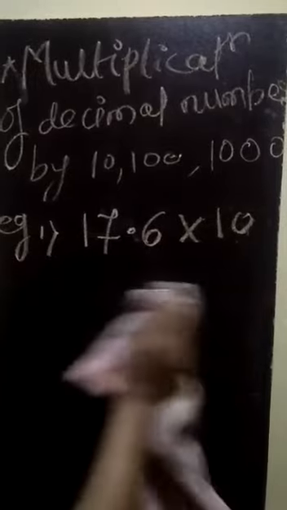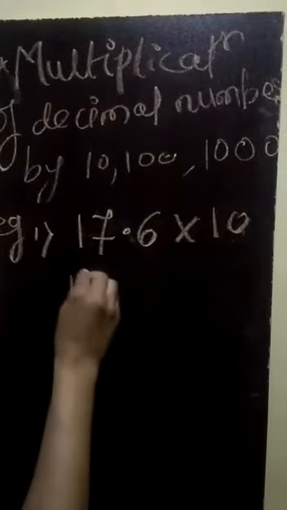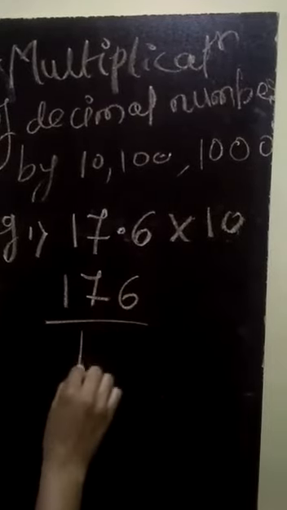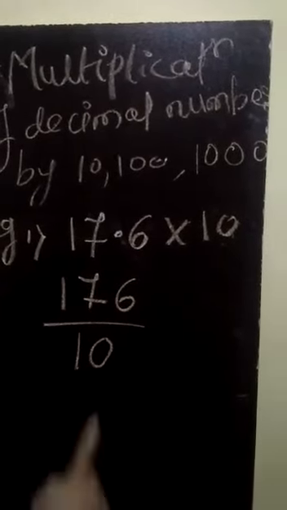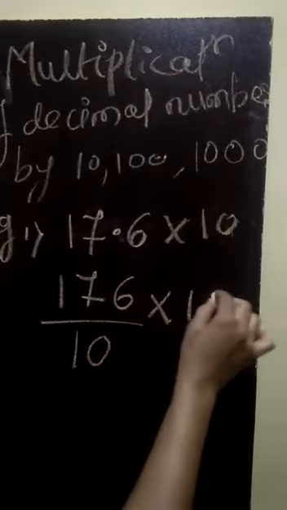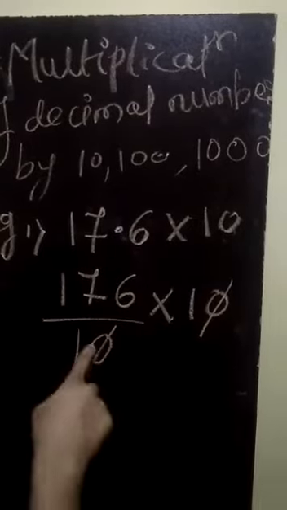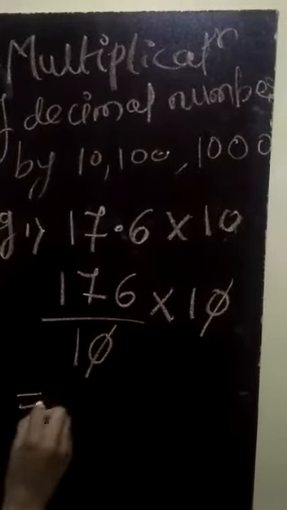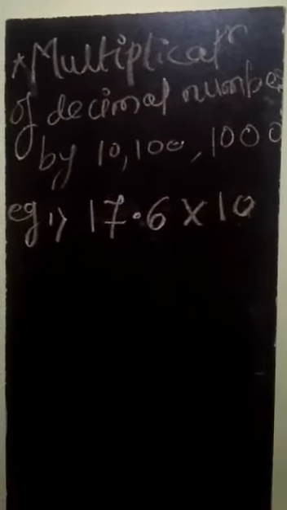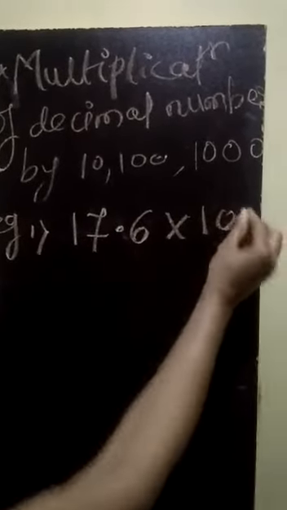Okay, so here in this question 17.6, after the decimal one digit is there, so we will convert this into a fraction, remove this decimal point and the denominator will be 10. Why? Because there is one digit after the decimal, and this is multiplied by 10 as it is. Now you can see that 10 and 10 cancel, means 10 ones are 10, 10 ones are 10. So the answer we get is 176.